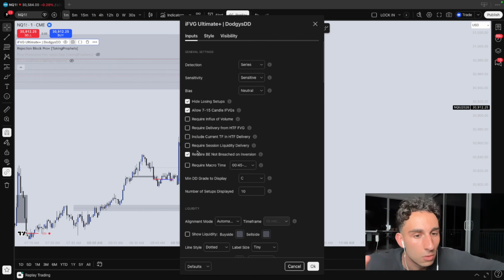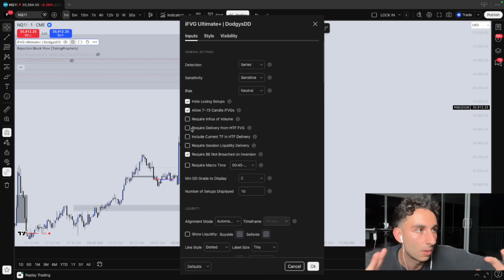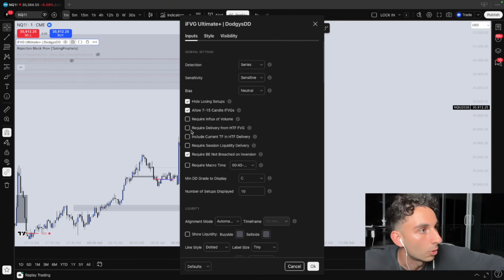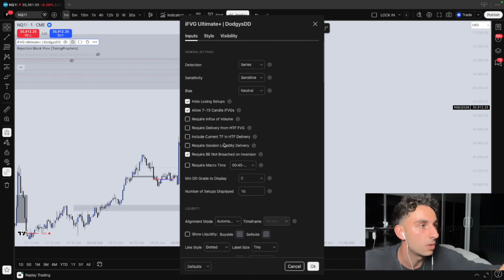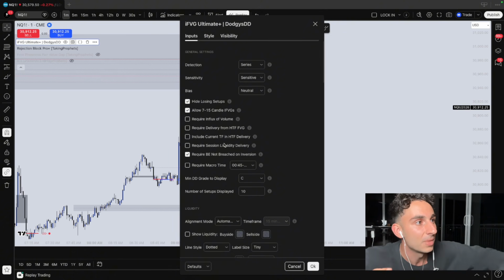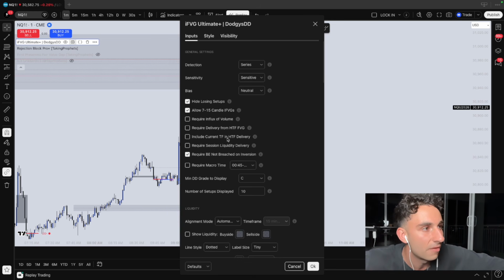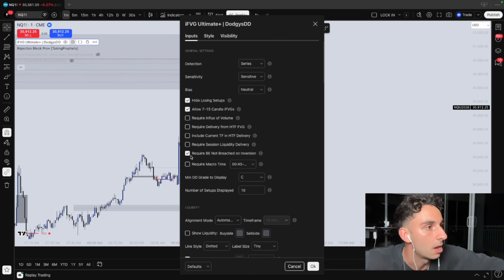One thing that you can do, which I've actually never experimented with before, if somebody wants to go and backtest it, be my guest: require delivery from gap and require session liquidity delivery. You will probably get 0 setups doing this, like probably 1 setup a week, maybe 1 setup every 2 or 3 weeks. But I guarantee you those are probably the most high probability if you have both of these on. But like I said, I don't think you're going to get very many setups doing that, but technically it should be the highest probability. Require break even not breached on inversion.